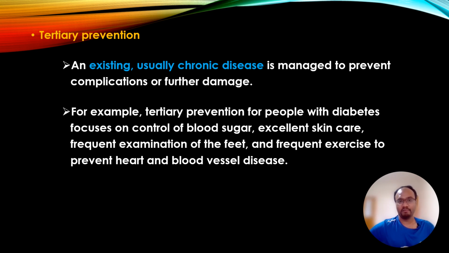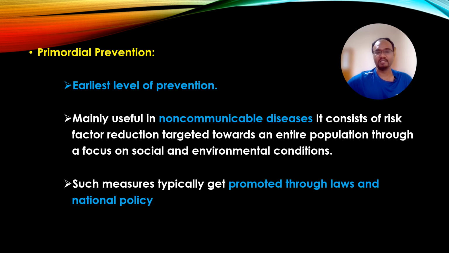So there is one more level of prevention called primordial prevention. Primordial prevention is the earliest level of prevention. It is mainly useful in communicable diseases, and it consists of risk factor reduction targeted towards an entire population through a focus on social and environmental conditions. Such measures are typically promoted through laws and national policy.